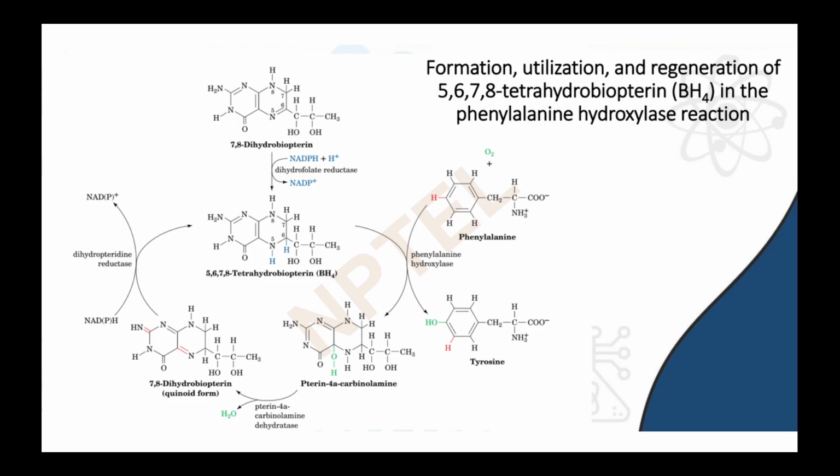So you see, along with phenylalanine hydroxylase, two more enzymes are involved. One is pterin 4A carbinolamine dehydratase. Here one H2O is removed, so a dehydration reaction is occurring, and that is why the dehydratase enzyme is there. And one reduction reaction is happening, so that's why a reductase is there. Here a hydroxylation reaction is happening, so we have the enzyme hydroxylase.